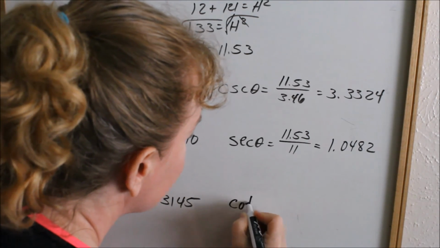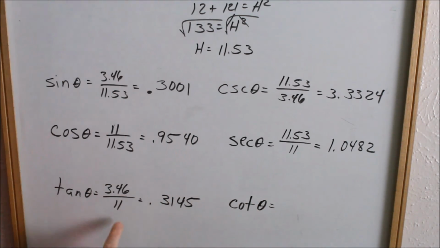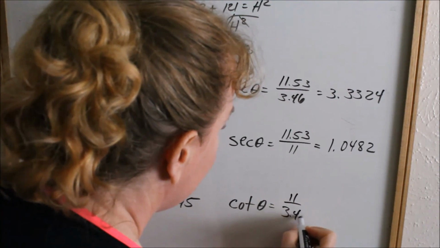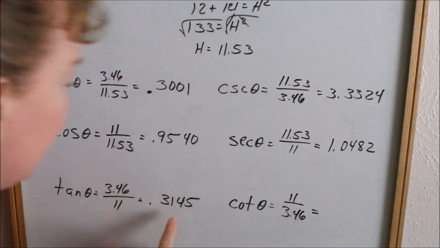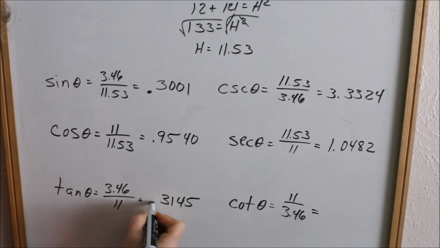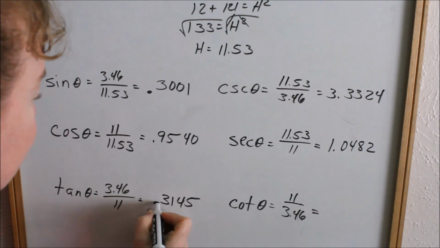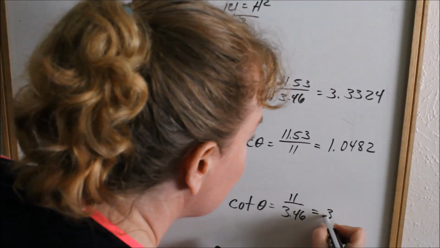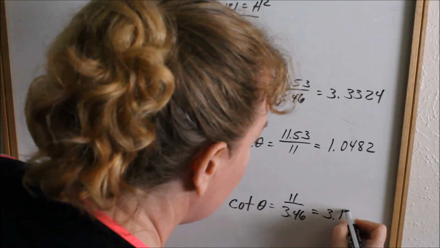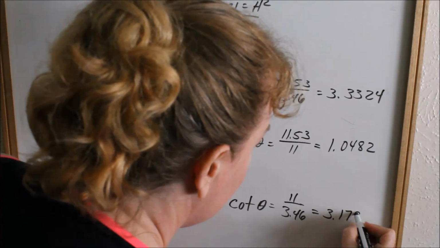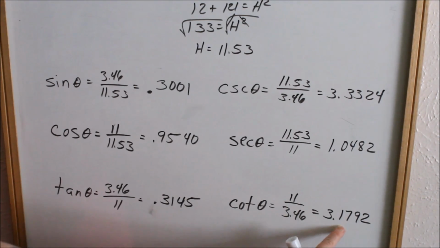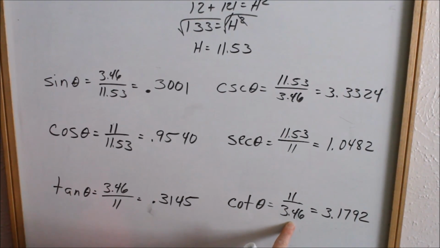Reciprocal of tangent is cotangent. Take the reciprocal of this fraction. You should also be able to take the reciprocal of this number. That's a decimal right there. Reciprocal of that is 3.1792. When I take the reciprocal of this decimal, I got this, which should be the same thing as this fraction divided out.